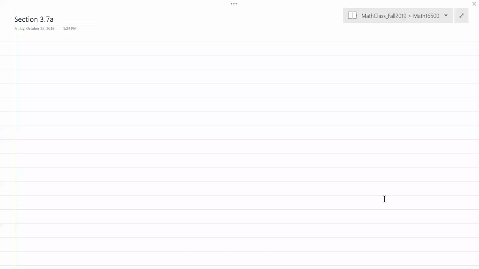So this is section 3.7. We skip 3.6. Okay, so 3.7, we're going to spend at least a total of 2.5 hours on this section. This is about applications of calculus. And that's our motivation.